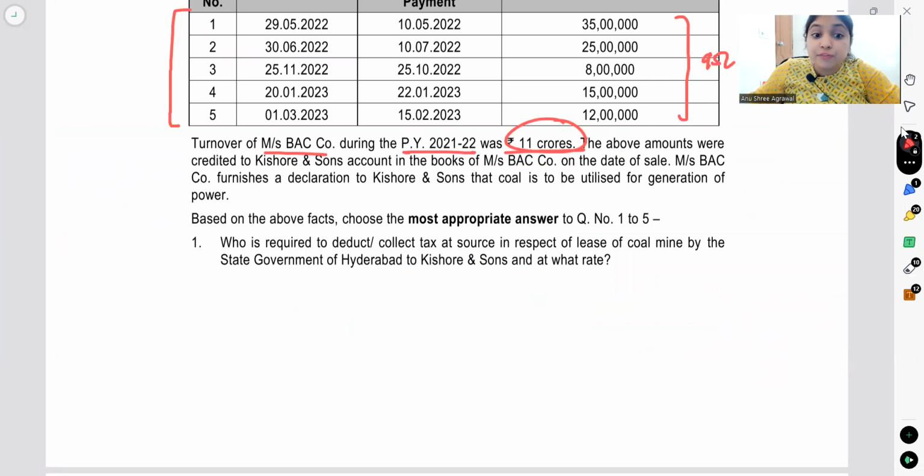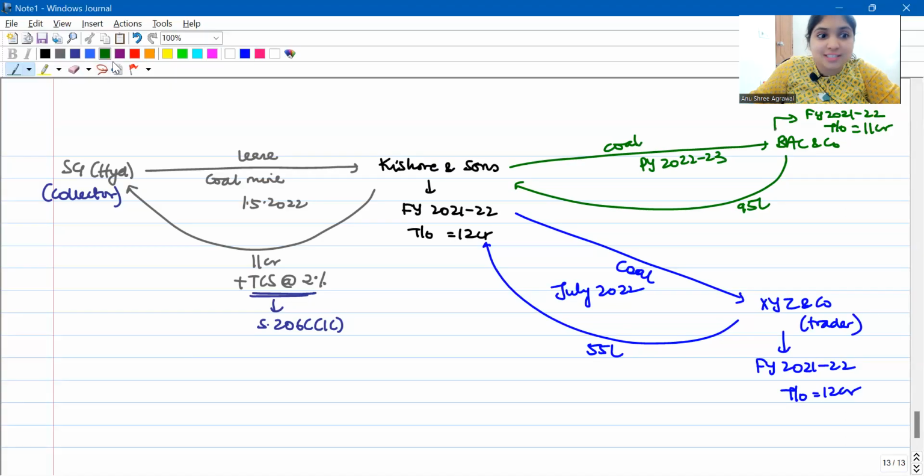Messrs BAC and Co furnishes a declaration to Kishore and Sons that the coal is to be utilized for generation of power. What is this, guys? BAC and Co is giving a declaration to Kishore and Sons that they're going to be using this coal for generation of power. Does something come to your mind?